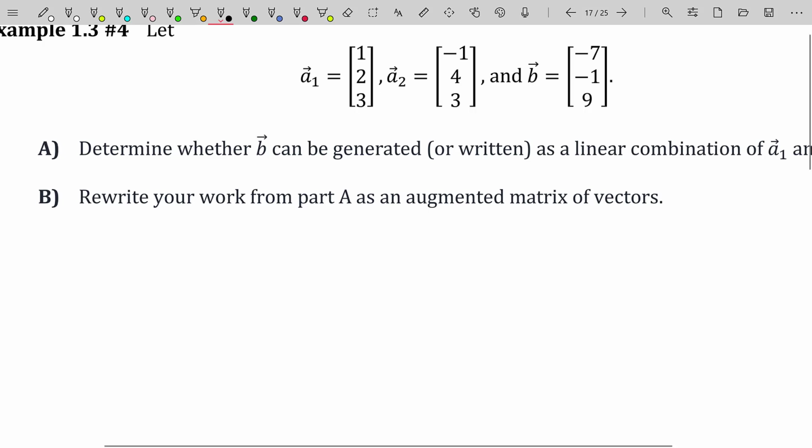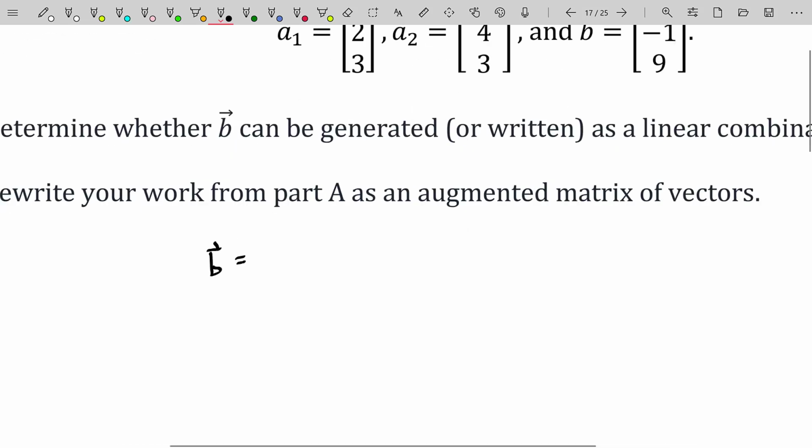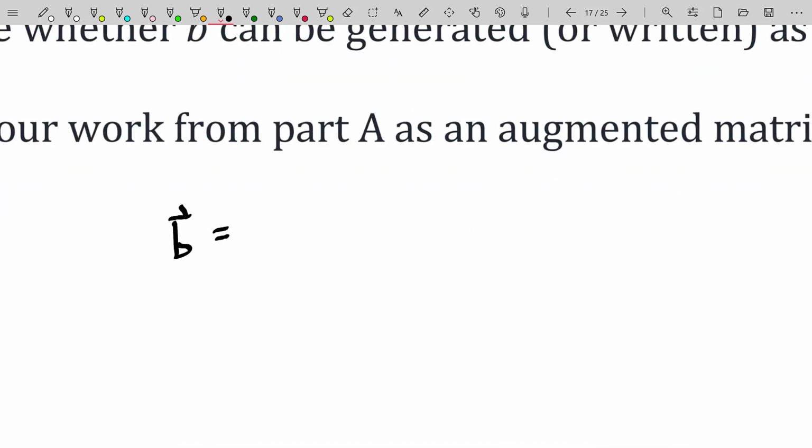But let's go ahead and deal with part A right now. I just want to know, is there a way to create b as a linear combination of the vectors a sub 1 and a sub 2? That is, does there exist scalars c1 and c2 such that c1 times the vector a sub 1 plus c2 times the vector a sub 2 turns into the vector b? Can we find scalars that will make that happen?